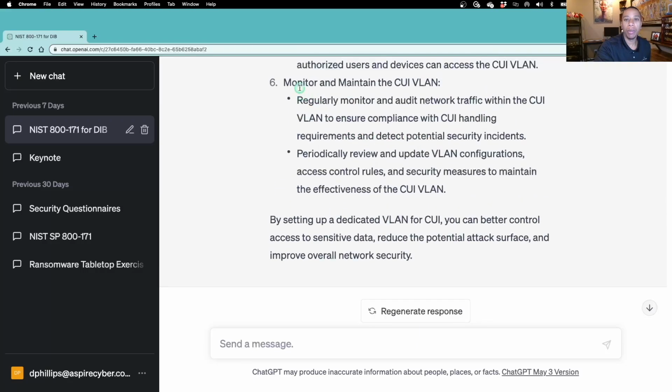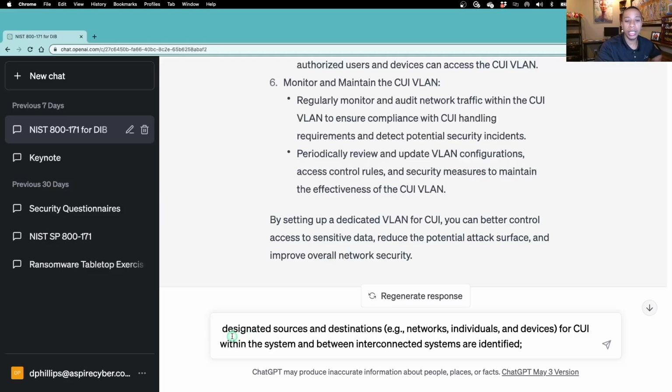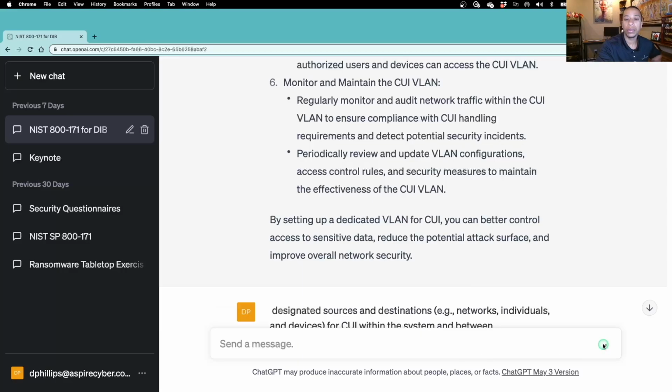We need to monitor and maintain our VLAN and make sure that it's in compliance with CUI handling. For the next assessment objective, designated sources and destinations, e.g. networks and individual devices, for CUI within the system and between interconnected systems are identified.